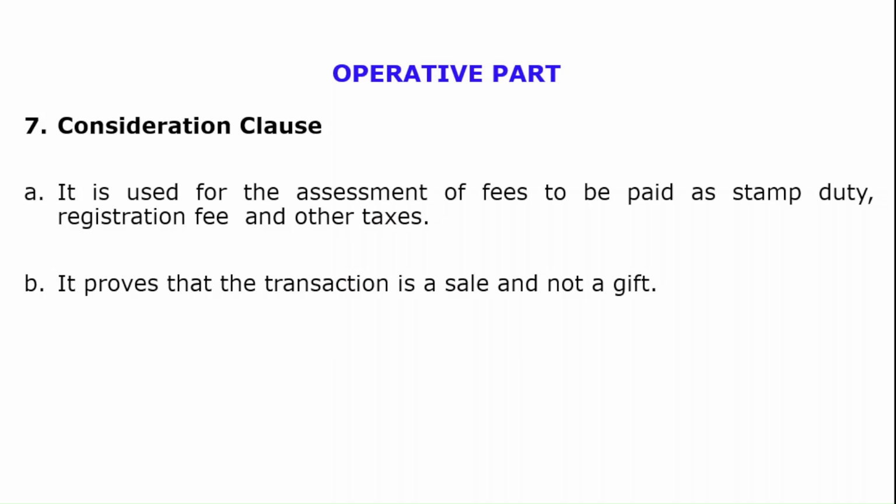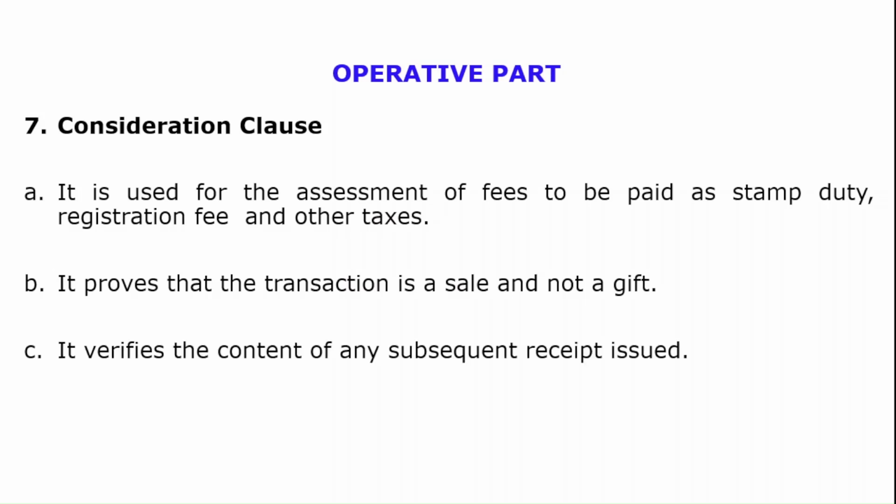Maybe the lawyer did not know what to draft. So to clear that misconception, the consideration clause helps to prove that this transaction is a sale. Something was paid by the assignee to the assignor. If this was a gift inter vivos, the donee does not need to pay anything to the donor, right? So this consideration clause helps to prove that this transaction is a sale and not a gift.